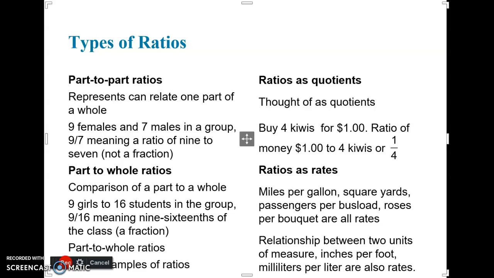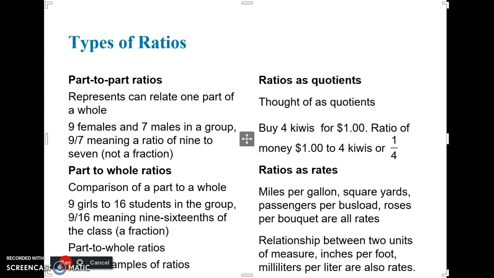Ratios can also be expressed and compared as a part to whole. For example, a ratio of the number of girls in the class, 9, to the number of students, 16. This can be written as 9/16 or thought of as 9/16 of a class. Percentages and probability are examples of part-whole relations.